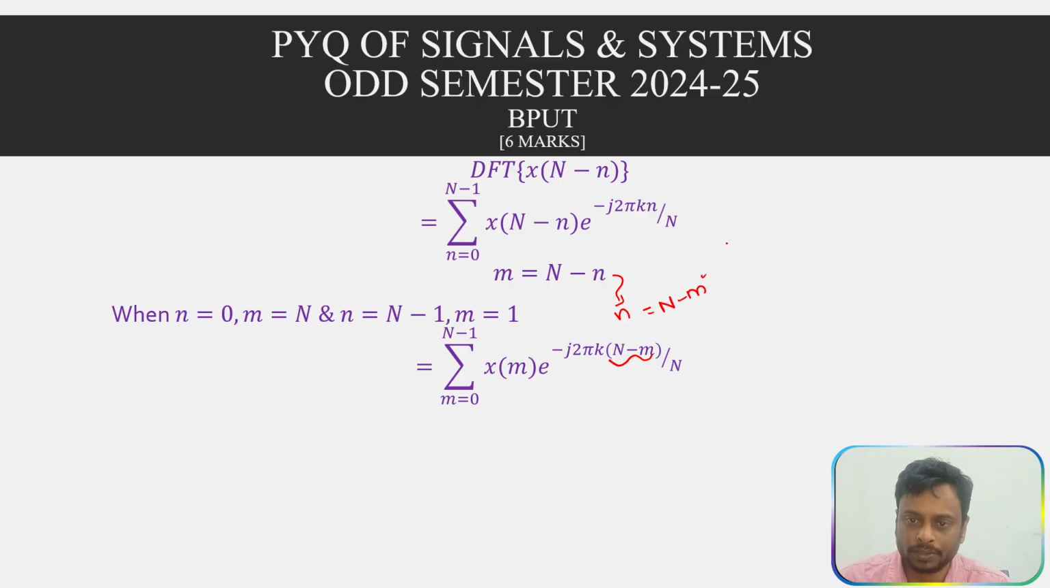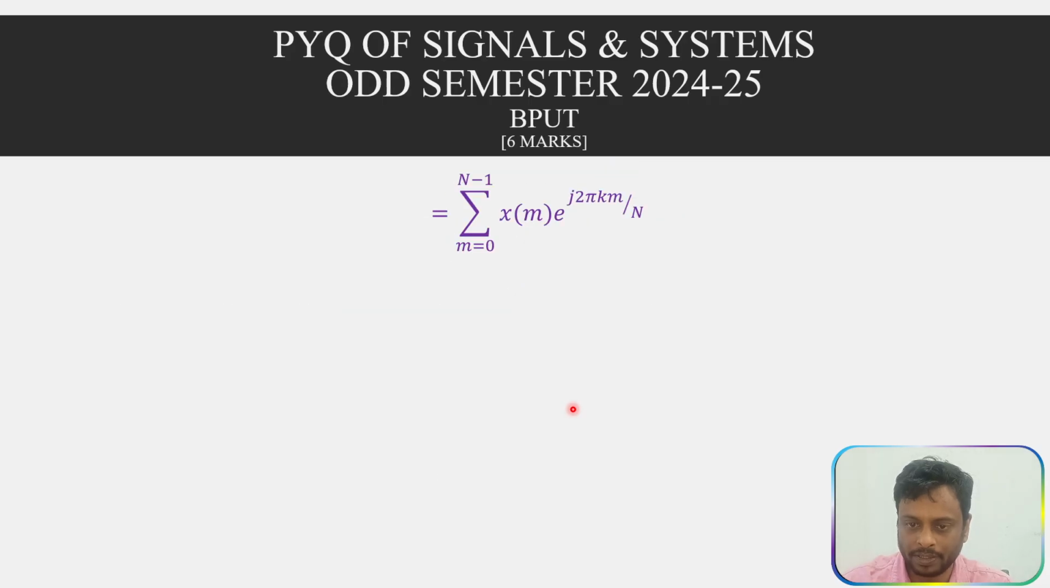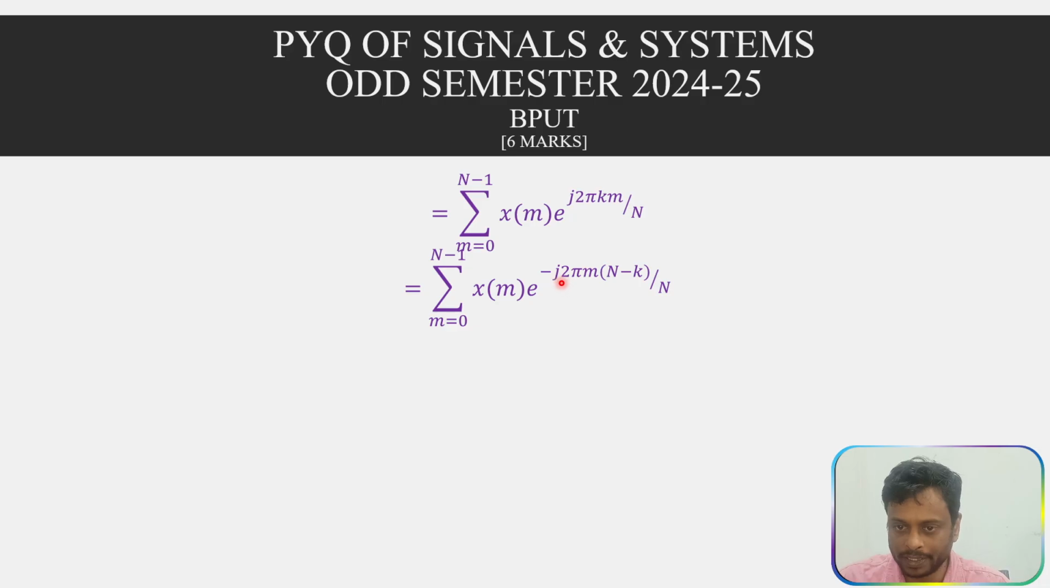Now just multiply. So it will be e to the power minus j 2 pi k, e to the power minus j 2 pi kN divided by N. So this will be 1. So we will be left with e to the power of j 2 pi km divided by N. Now you can write x of m, e to the power minus j 2 pi m times N minus k, because this will be equal to 1. e to the power minus j 2 pi m capital N divided by small n, capital N cancels out. We can get e to the power minus j 2 pi m, that will be 1.